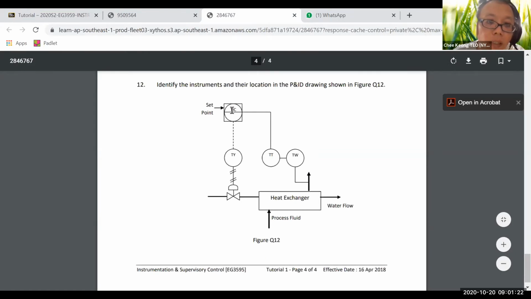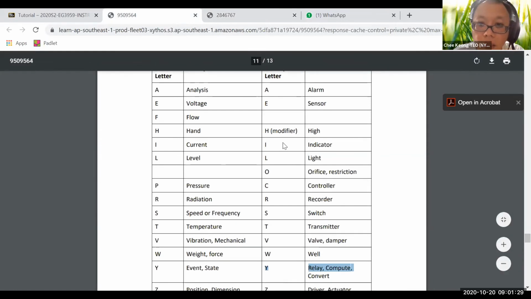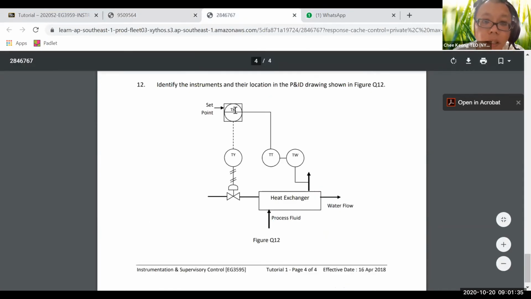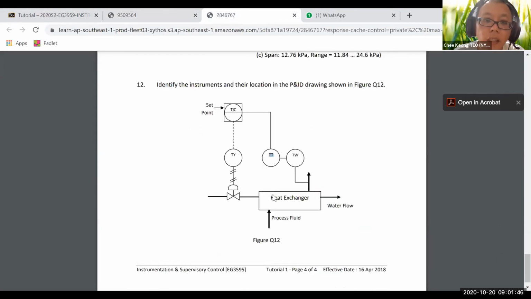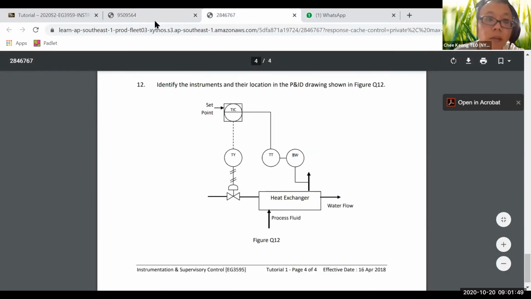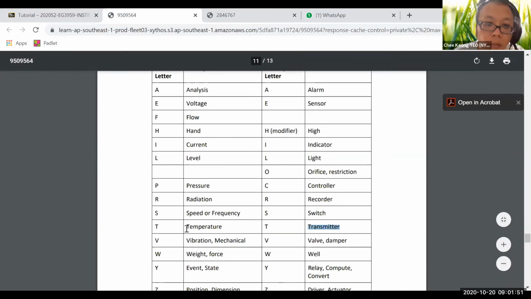Now this is T again, so it's temperature, TIC. I is indicator for the second letter, right? C is controller. Third letter, also the second column, is controller. So it's a temperature indicating controller for the second one. Now what about TT? TT will be temperature transmitter. The second letter is transmitter, right? So you can see TT is temperature transmitter. Now TW on the other hand will be temperature well.